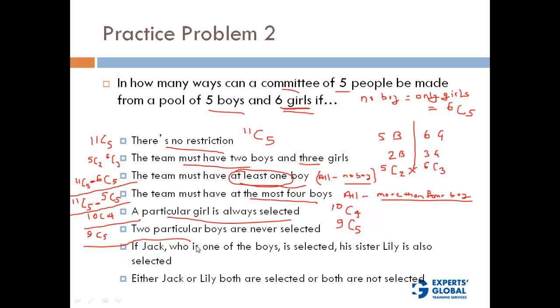Let's look at these now. Jack, who is one of the boys, is selected. If Jack is selected, then his sister Lily is also selected. Okay, so there are 2 cases here.